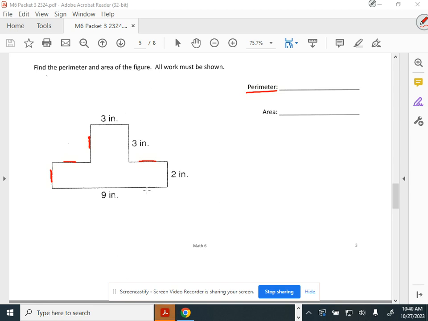Then for our area, we're going to break it up into a square and a rectangle. We know to find the area of that square or rectangle, it is length times width. So length times width, length times width. Put that area here, put that area here. You add the 2 together, and that's your total area. Okay. Next page.